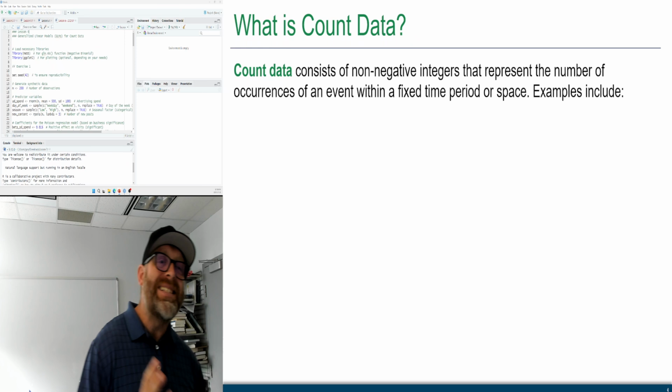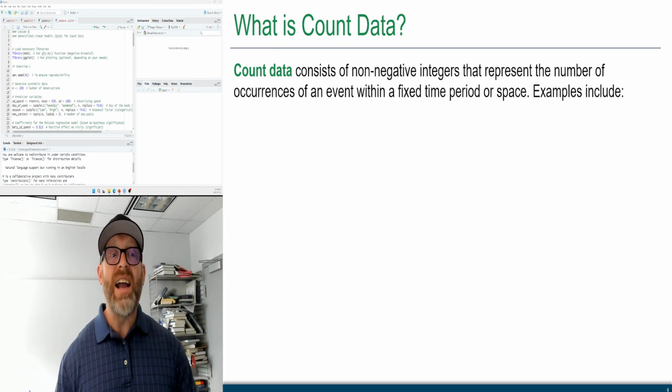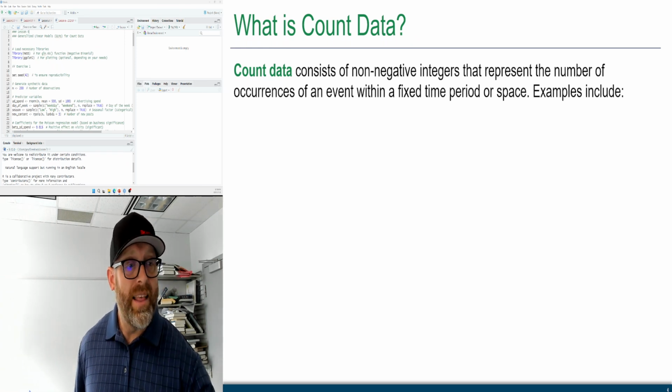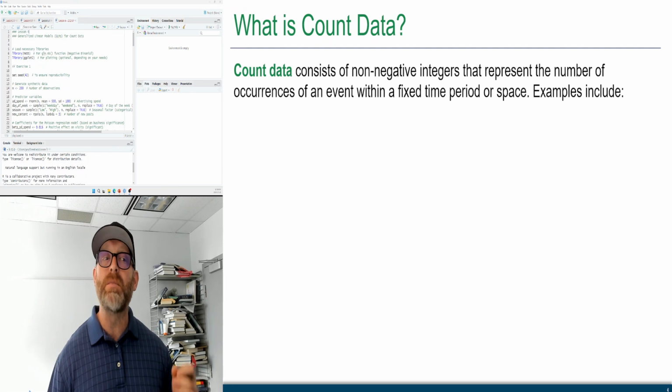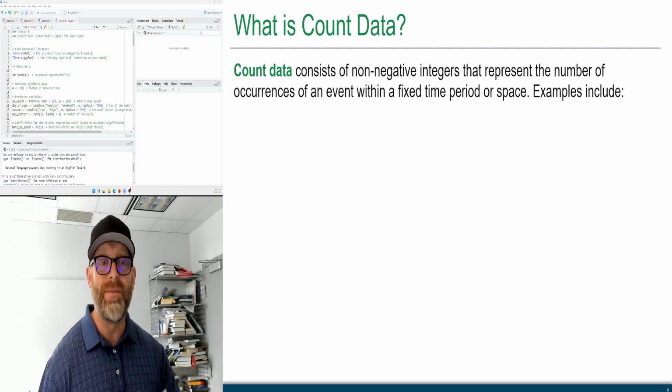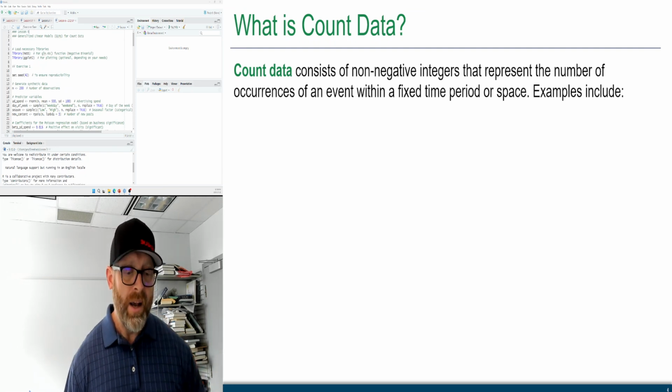All right, so count data consists of non-negative integers that represent the number of occurrences of an event within a fixed period of time, again, or it could be a fixed period of space. So examples of this are as follows.